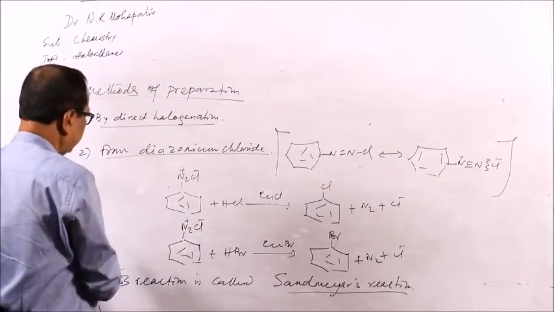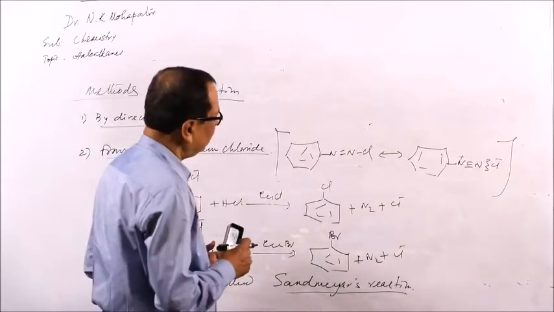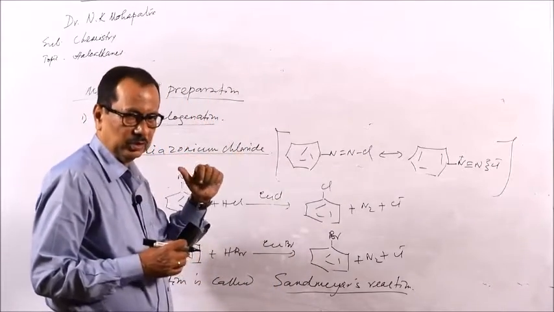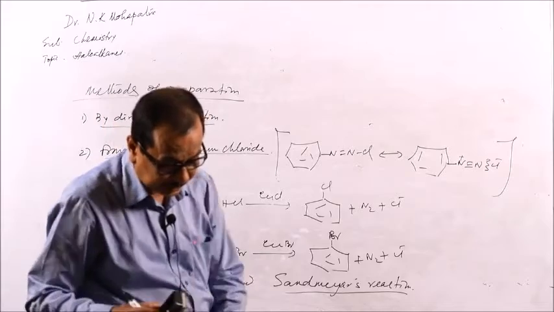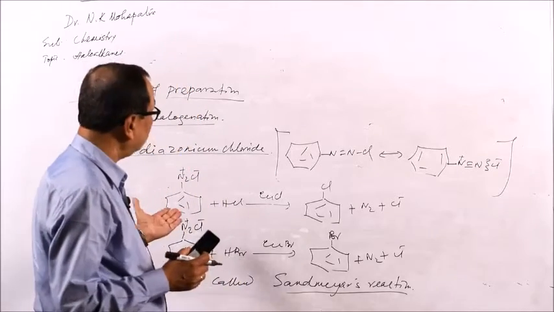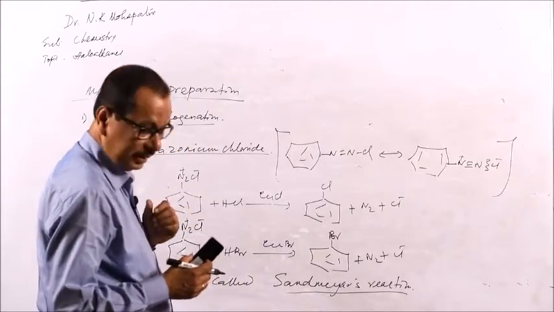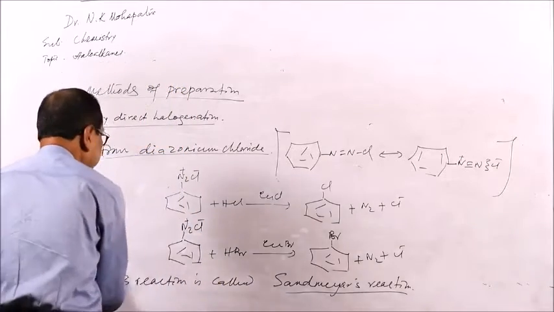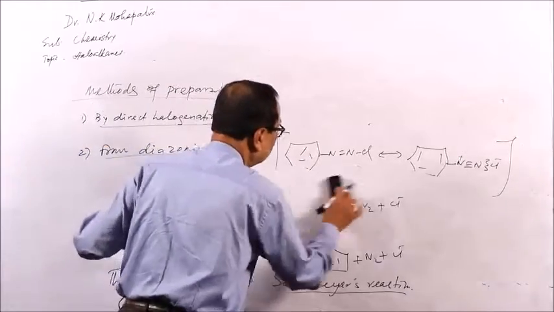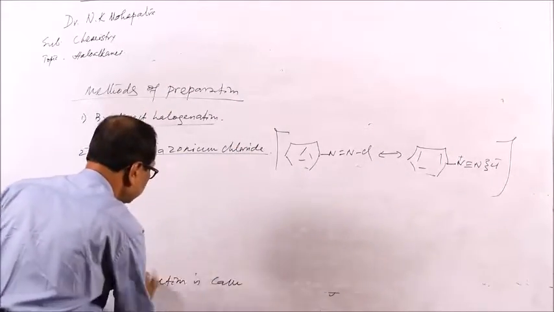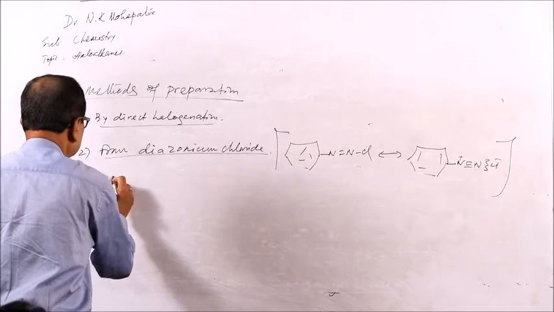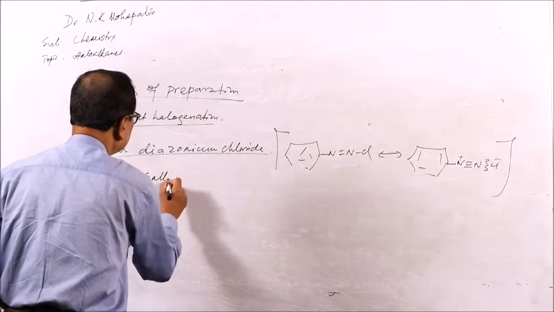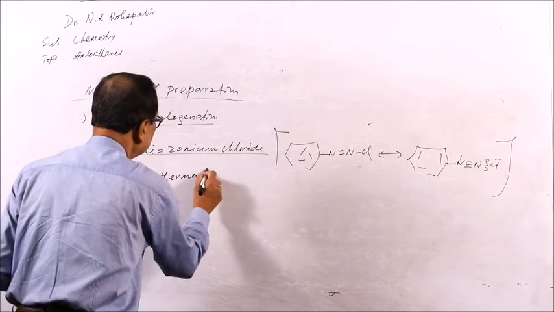And this reaction is also from diazonium chloride. If, instead of cuprous halide, you take metallic copper, then the reaction will be called Gattermann's reaction. The third method is Gattermann's reaction.